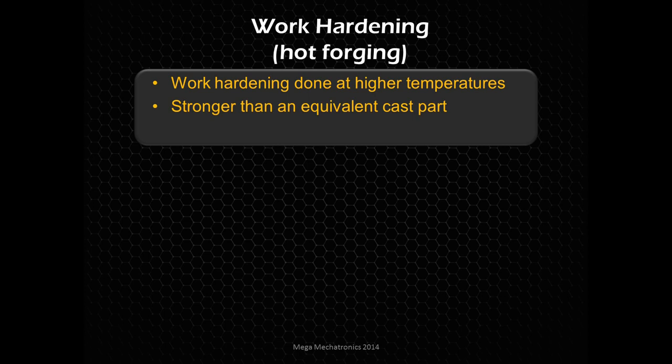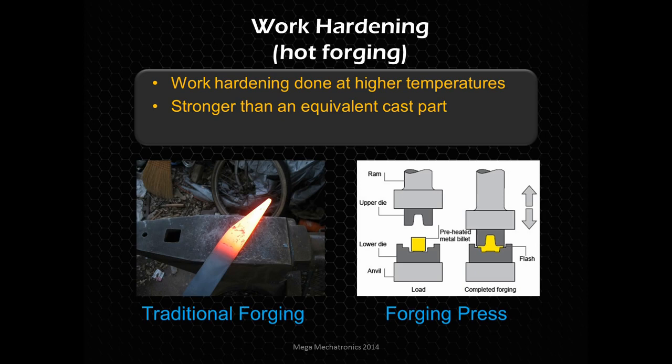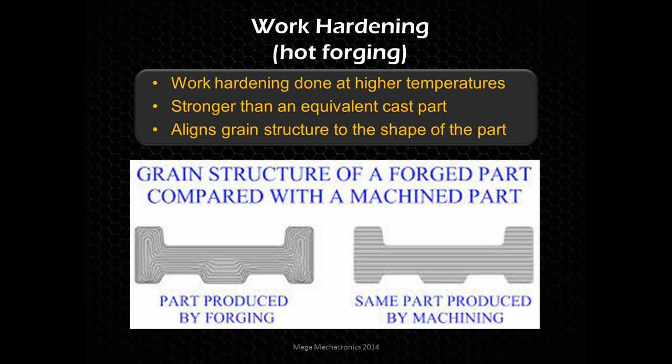So here's traditional forging. We're making a sword, the guy's hammering it. And then here's a forging press, where you put a preheated metal billet in there so the thing's red hot, and then you go down and you smash it. And so because it's at a higher temperature, it is much more ductile and workable. And a huge advantage, especially in fatigue strength, is aligning the grain structure to the shape of the part.